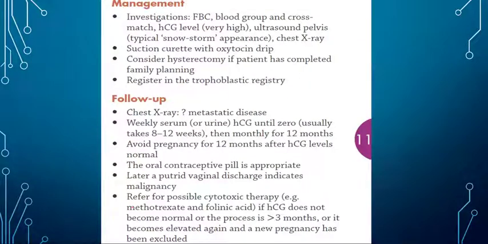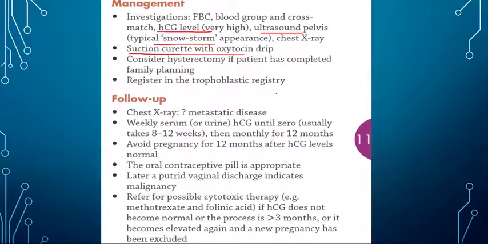So for investigation, first you have to do the beta HCG level, that will be very high. And if you do an ultrasound, it will confirm the diagnosis. You will get a typical snowstorm appearance. Treatment is suction curettage with oxytocin.